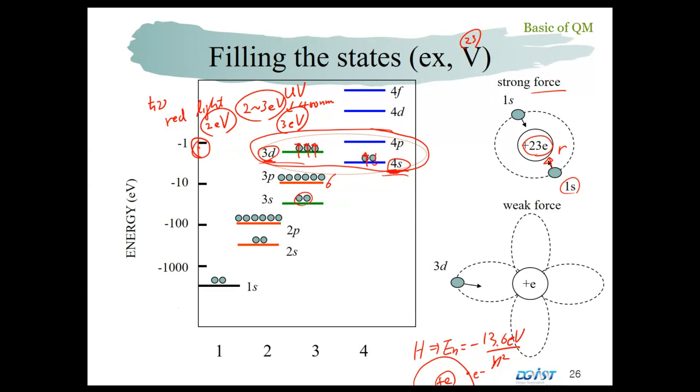So those 4s and 3d electrons interact with the outside of the atoms in the general, moderate energy scale. And chemical bonding also involves a certain amount of energy, on the order of 1 electron volt. So only those outer shell electrons actively react with other atoms. That means they determine many physical and chemical properties.